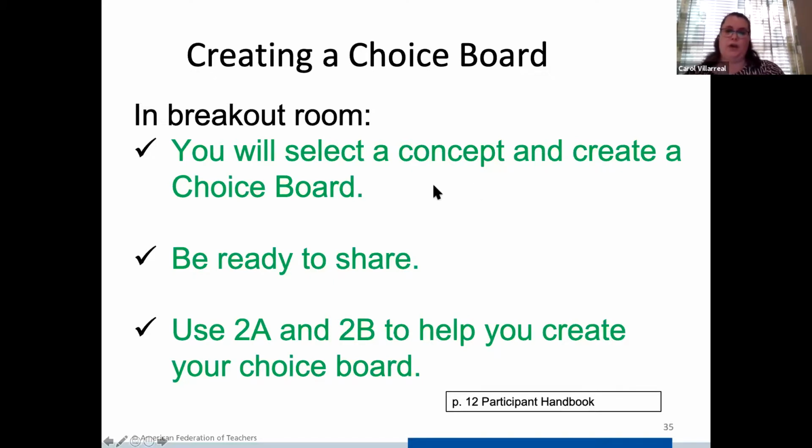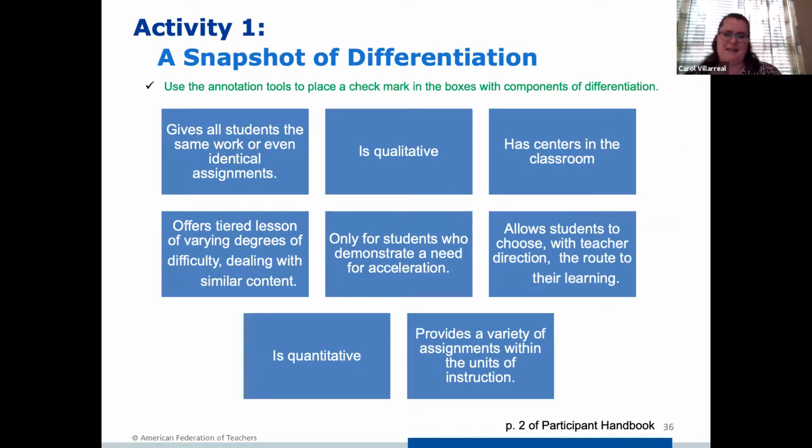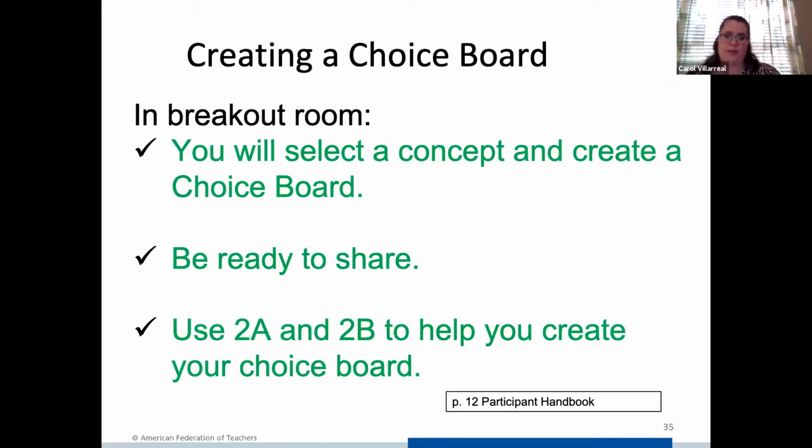You're going to start creating a choice board. You may not get it finished, but kind of get an idea of the choice board that are of the skill that you want to work on or the activities. You're going to select a concept and create a choice board based on that. And just share out some examples of how you're going to do that, what symbols you would use, how you would pair them. And again, you can use pages 10 and 11 in your handbook, and in the handout part, 2A and 2B can help you to create that as well.